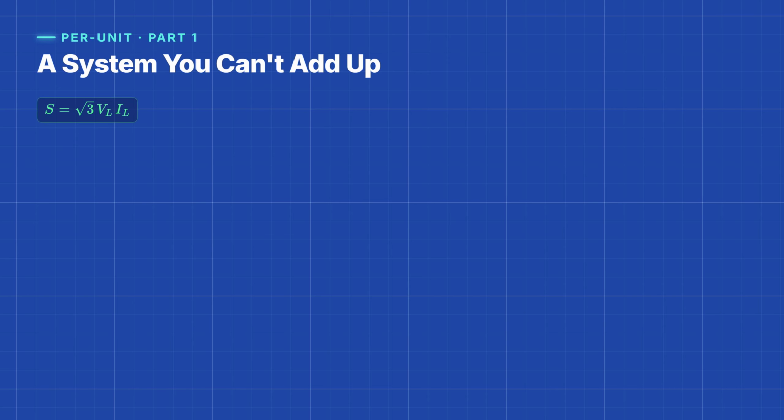Last time, three-phase power came down to one clean formula, S equals √3 VL IL. But real systems run at several voltage levels at once. And adding up impedances across a transformer? The numbers turn into a mess. The fix is a tool called the per-unit system.